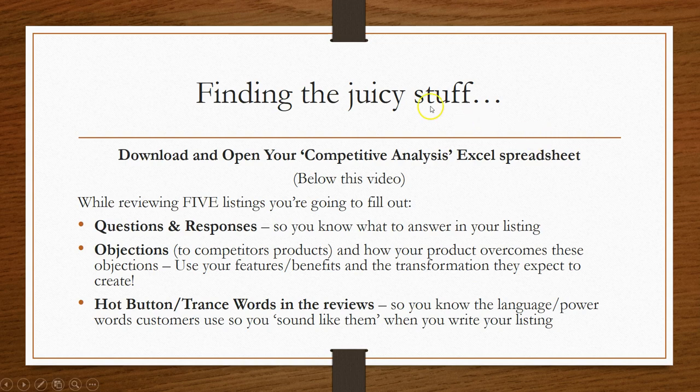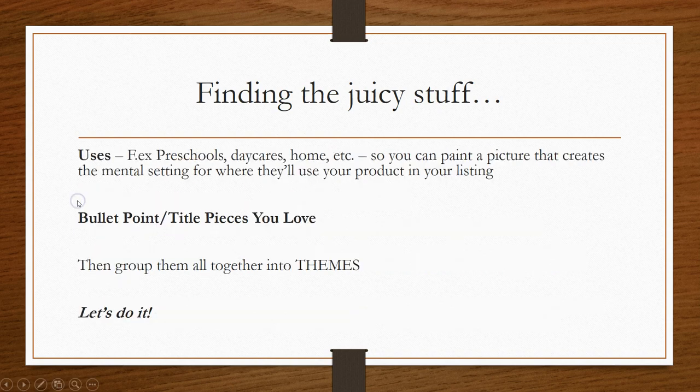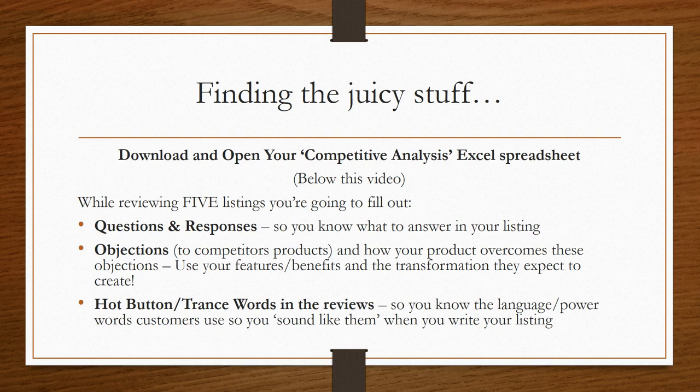If you haven't already, you're going to download and open your competitive analysis spreadsheet, and you're going to review at least 5 listings. I'll show you how to do one, just so that I'm saving you some time here. We're going to look at the questions and responses, so you know what questions you need to answer in your listing. We're going to look at the objections, and we're going to look at how your product overcomes these objections with your features and benefits and the transformation they expect to create. We're going to look for a hot button and trance words.